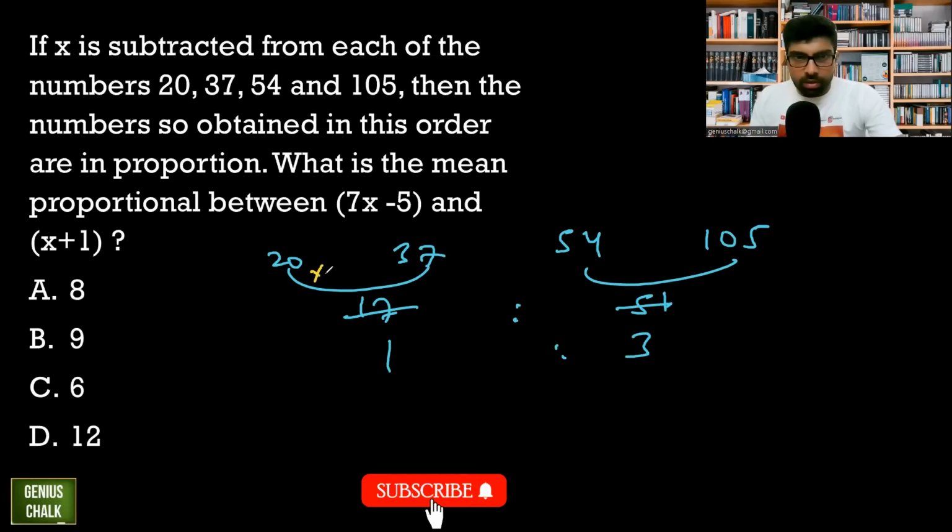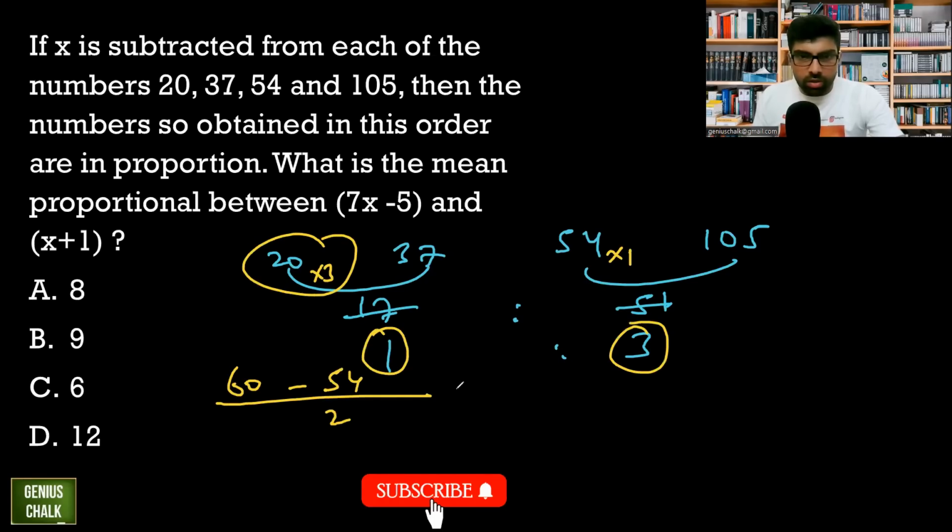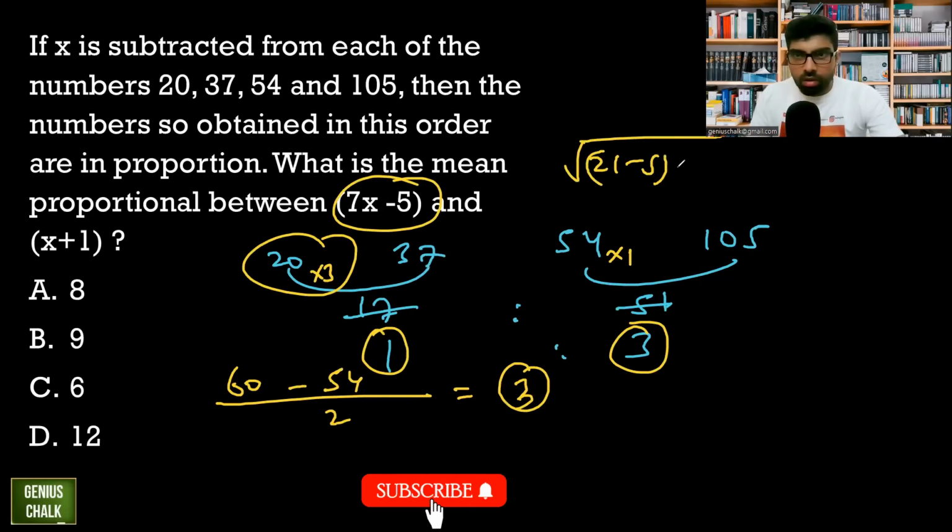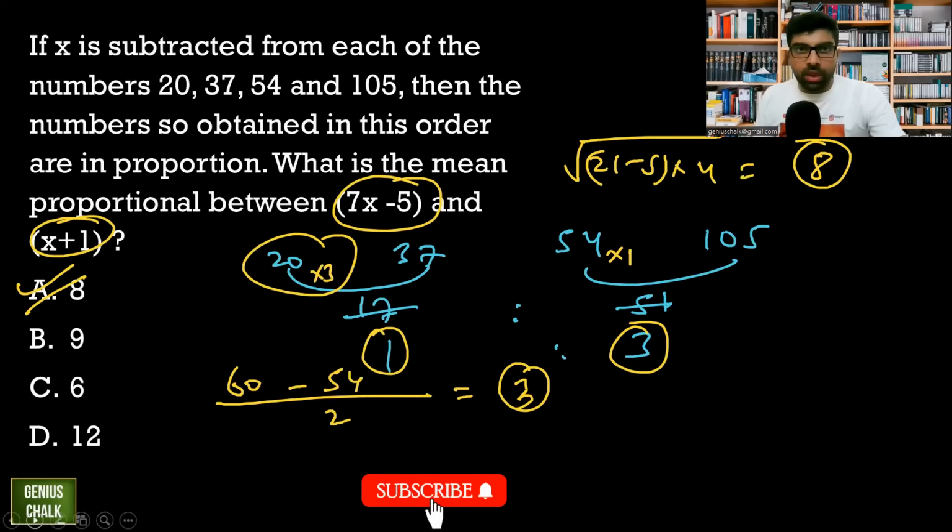So multiply this by 3, multiply this by 1. This is 60. This is 54. What is the difference of 3 and 1? That is 2. So 6 by 2 is 3. So put the value here. Mean proportional of 7 into 3, 21 minus 5, and 3 plus 1, 4. This is 16 into 4, 64. The square root of 64 is 8. So this is my answer, option A.